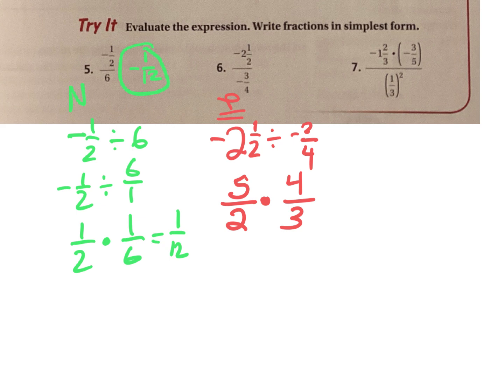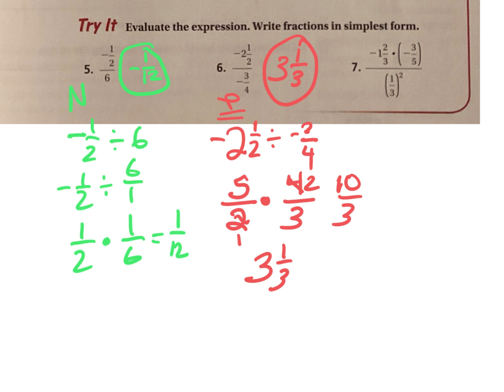I could cross simplify. Divide that by 2, it's 1. Divide that by 2, it's 2. And then I get 5 times 2, it's 10/3. And I'll put that into a mixed number because it's improper: 3 and 1/3. And remember, it was positive, so it's going to stay as 3 and 1/3.